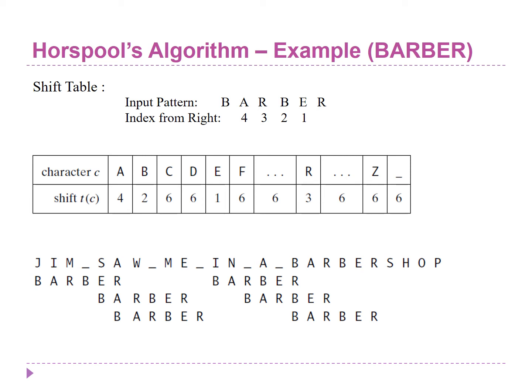Now, R matches with R, but E does not match with A. The shift of A in the shift table is 4, and now the input pattern barber is shifted 4 positions to the right. Now, the matching proceeds from the rightmost character to every character in the pattern with the text. The match is found.